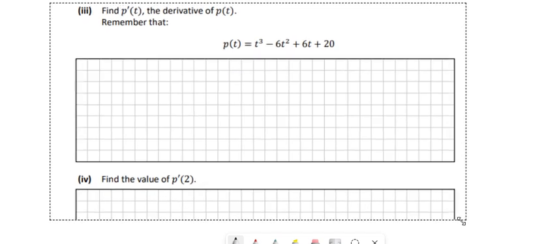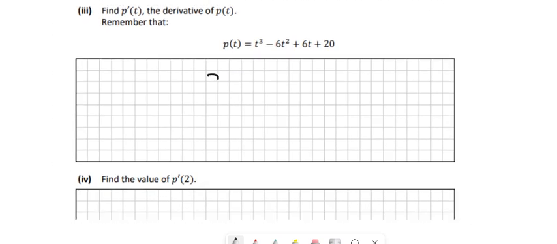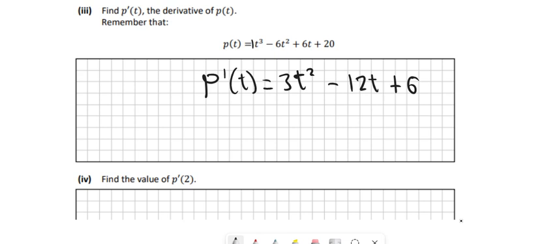So find p dash t. So we're just finding the derivative then of that function. So p dash t would be, there's an automatic 1 there. So we do the power times the number in front. 3 times 1 is 3, t to the power of 2, minus 2 times 6 is 12, t to the power of 1, or just t, plus 6. And that's all.